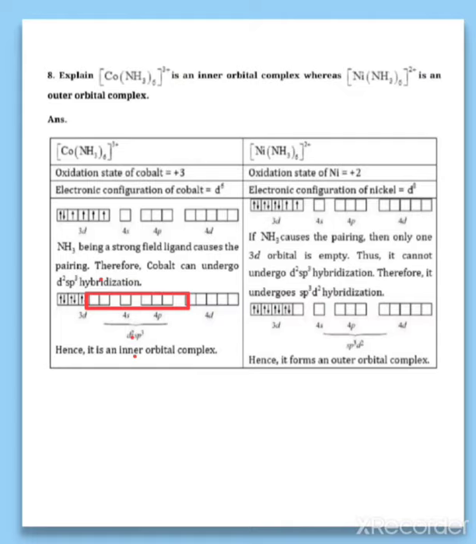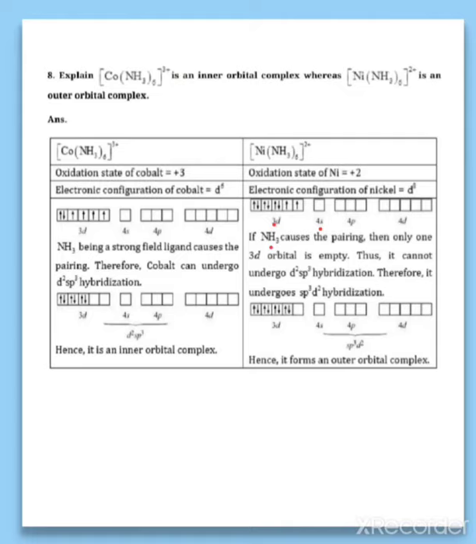But when you look at the second complex, which is given here, the nickel is the central metal ion. Its oxidation state is +2. So nickel is 3d8 4s2. So what will be the number of electrons available in d? 8. So these 8 electrons we have to fill into the 3d orbitals. 4s and 4p are empty here because the 2 electrons in 4s are removed. So here 3d has 8 electrons.